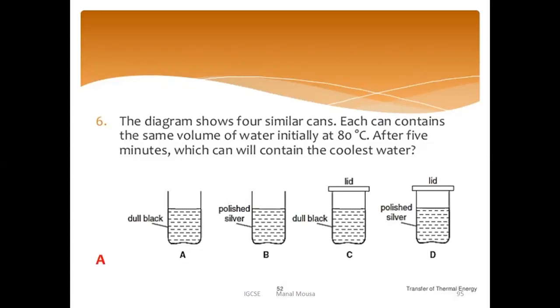Next question, number 6. The diagram shows 4 similar cans. Each can contains the same volume of water initially at 80 Celsius. After 5 minutes, which can will contain the coolest water? So as you see, this is A, dull black. This is B, polished silver. C is covered with lead and it is dull black. D is polished silver and it is covered with lead. Which one will be the lowest temperature, or the coolest water? So the answer for sure is A, since it is without lead, without cover, and it is dull black.